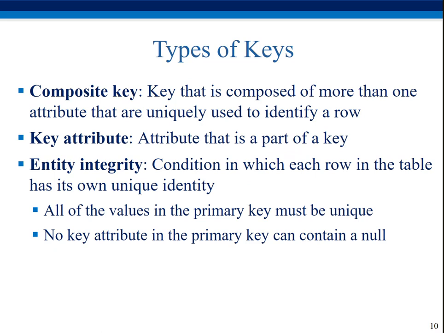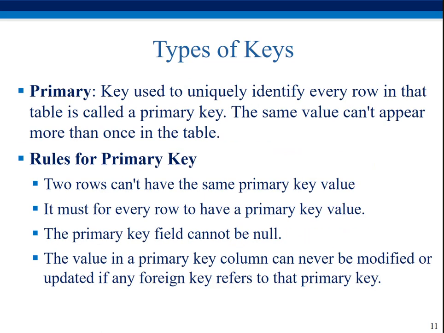Entity integrity is just simply a condition in which each row in a table has its own unique identity. So again, all the values of the primary key must be unique. We talked about that. And a primary key cannot contain a null. So again, we have the primary key. The definition is used to uniquely identify every row in a table. And again, the same value cannot appear more than once.